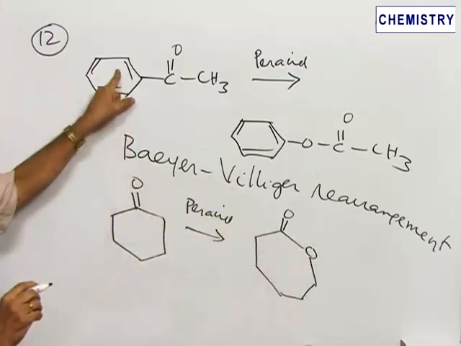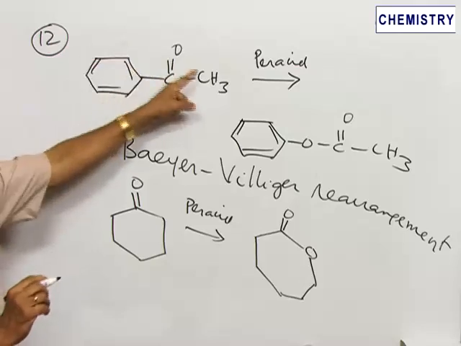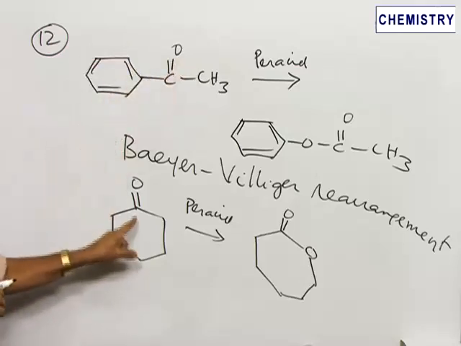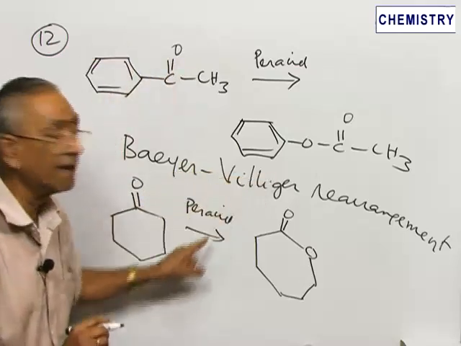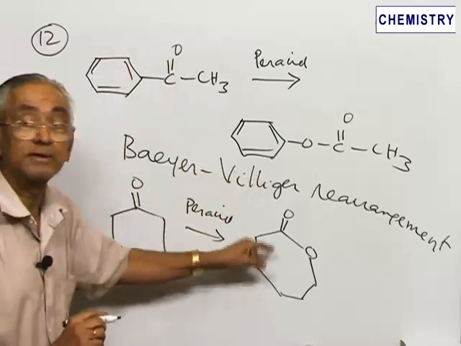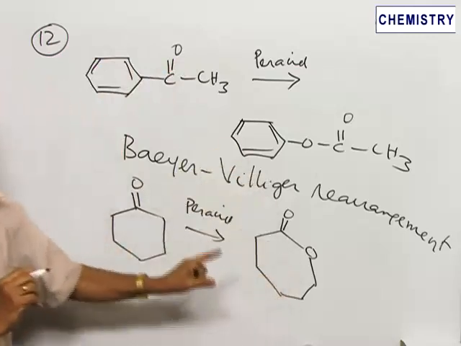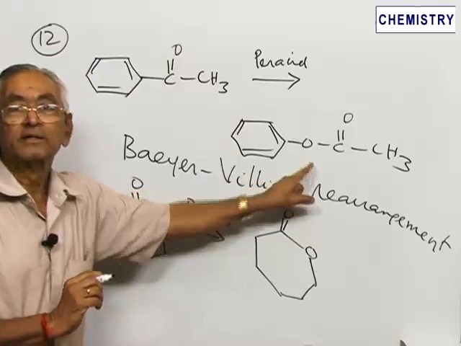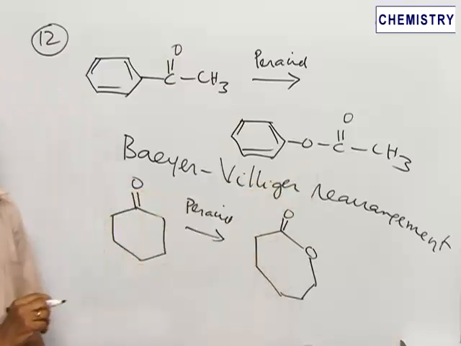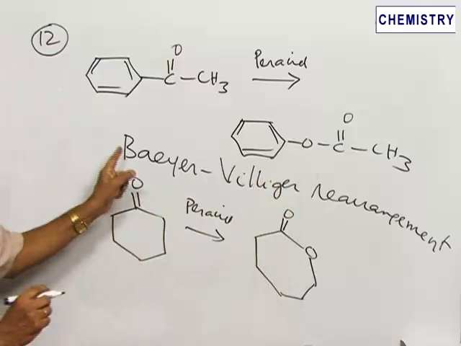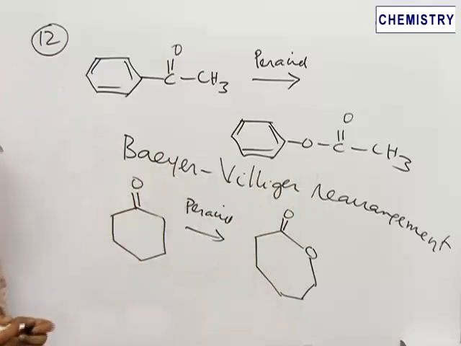Normally, this is not a cyclic ketone. This is an open chain ketone. This part is a cyclic ketone. So when a cyclic ketone undergoes the Baeyer-Villiger rearrangement, it gives rise to a cyclic ester, unlike the regular ester. This is the cyclic ester, otherwise known as lactones. So this reaction is known as the Baeyer-Villiger oxidation.